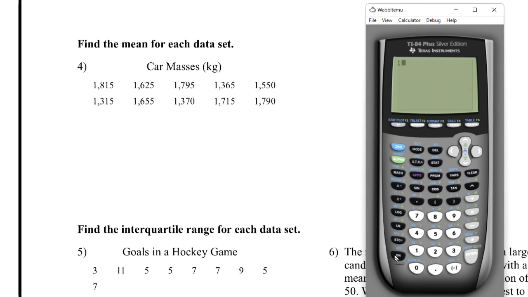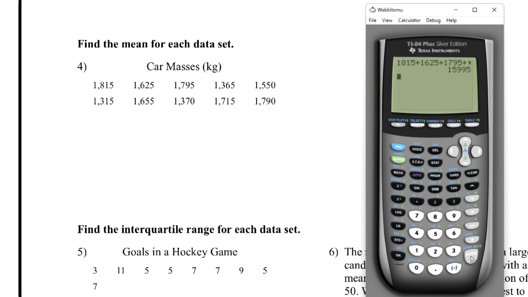So 1,815, and add to that 1,625, and add to that 1,795. Keep going. 1,365, 1,550, 1,315, 1,655. Hopefully I'm getting all these in there correctly. 1,370, 1,715, and 1,790. And now I can just hit enter on those.